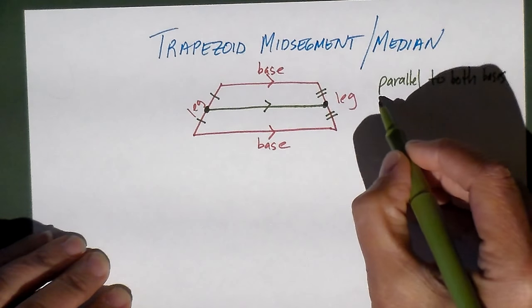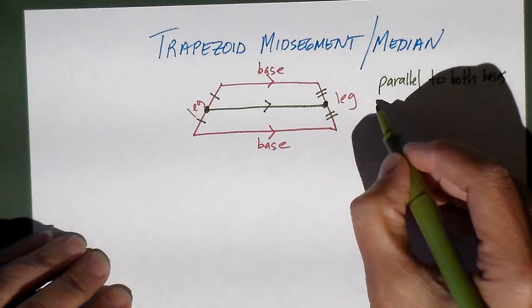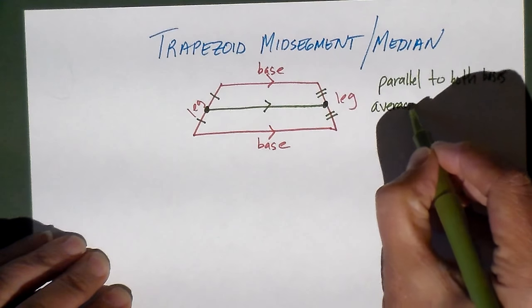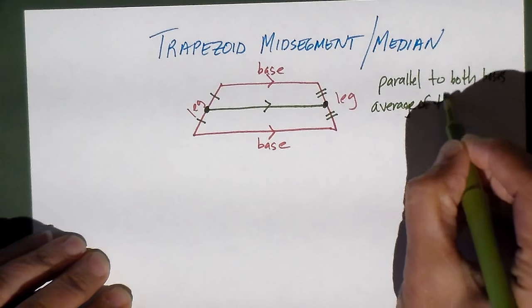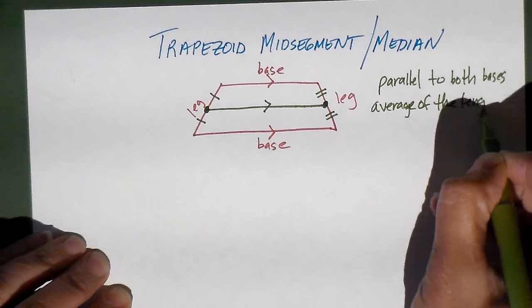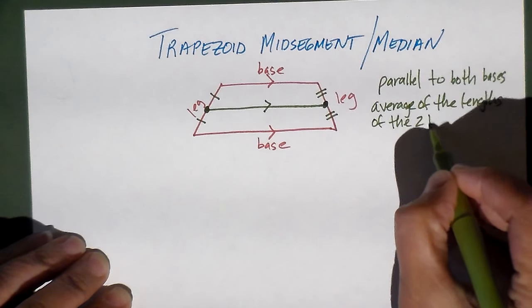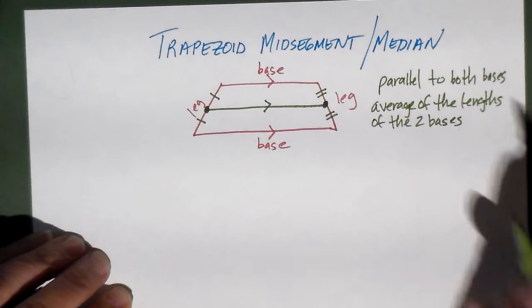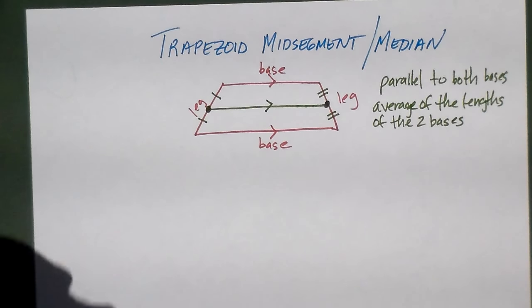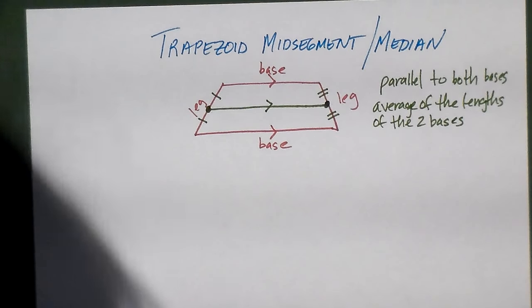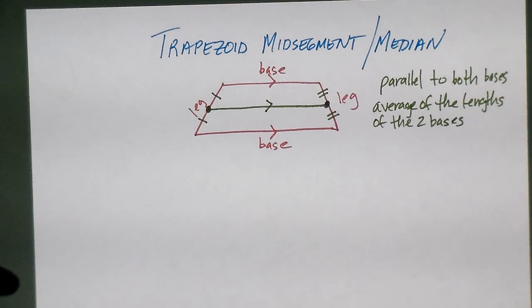And it is the average of the lengths of the two bases. And you guys know what average is. If you have 100 on a test and a 90 on a test, which is what we all want, your average is 95. How did you get that? You did 100 plus 90 and you divided it by 2.